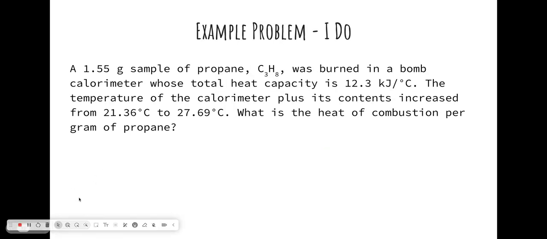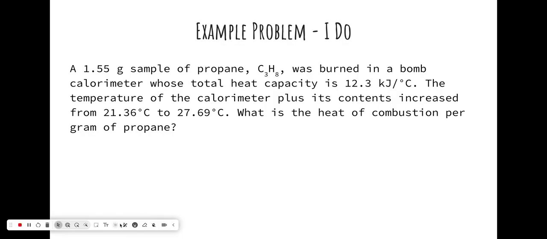Okay, let's begin our example problem. It says a 1.55 gram sample of propane, C3H8, was burned in a bomb calorimeter whose total heat capacity is 12.3 kilojoules per degree Celsius. The temperature of the calorimeter plus its contents increased from 21.36 degrees Celsius to 27.69 degrees Celsius. What is the heat of combustion per gram of propane?